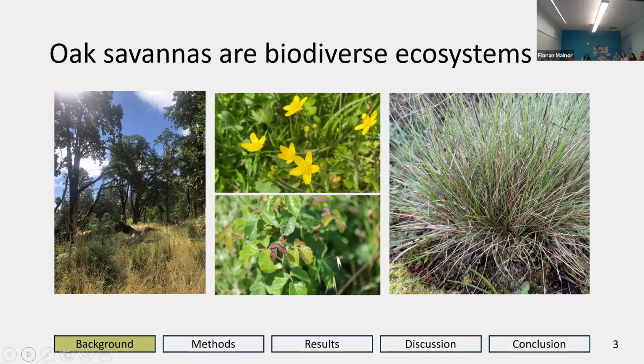And in addition to this diverse plant community, oak savanna also supports 14 species of native reptiles, 31 species of native mammals, and 48 native bird species in Oregon alone, as well as numerous invertebrates, including pollinators.